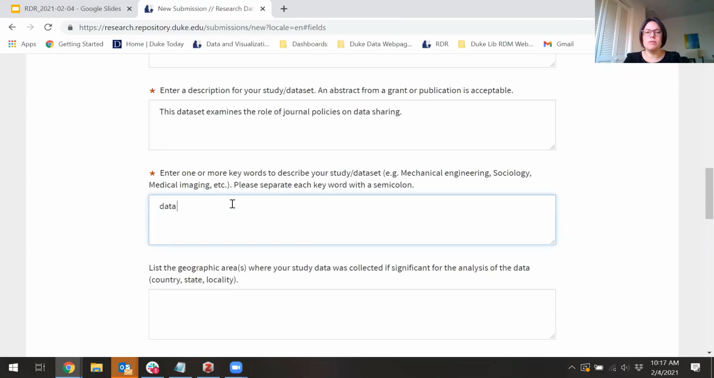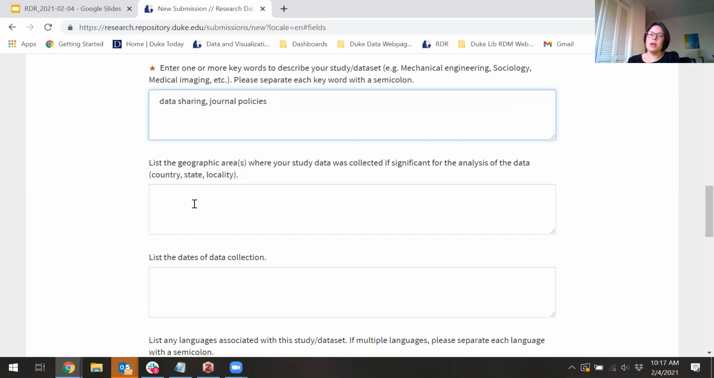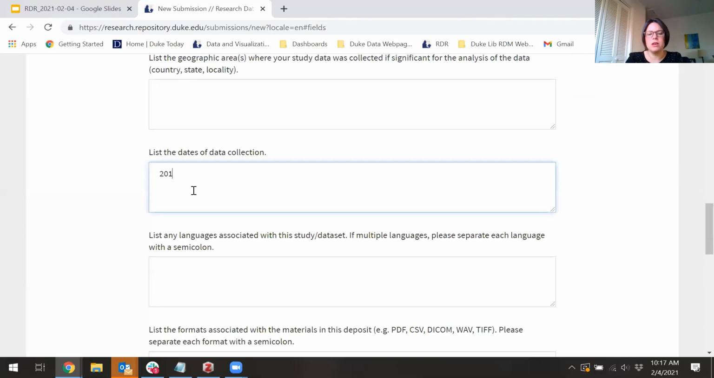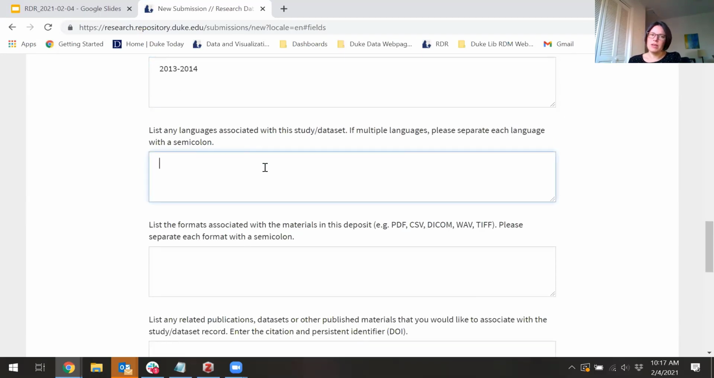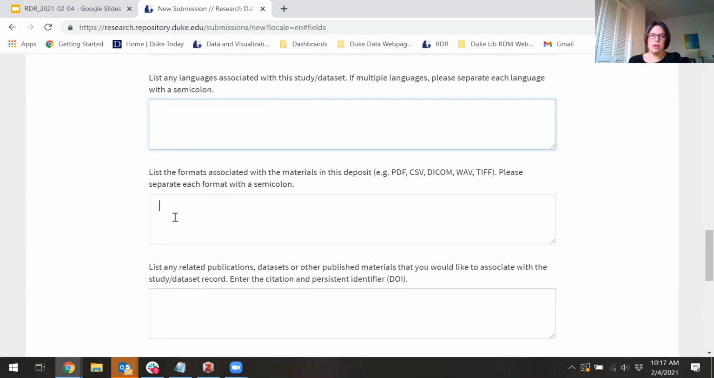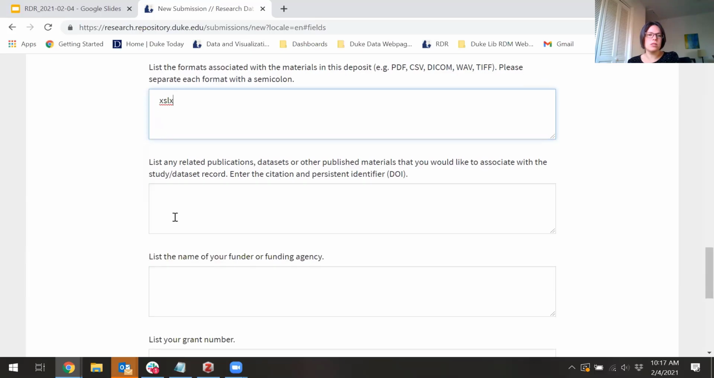Then you want to have some keywords, which are also required. We have geographic area, which is more if it's significant to the actual analysis of the data, and mine is not, so I'm not going to enter that. I can put when I collected my data. I don't really have any languages that are associated with it. My format is Excel files.